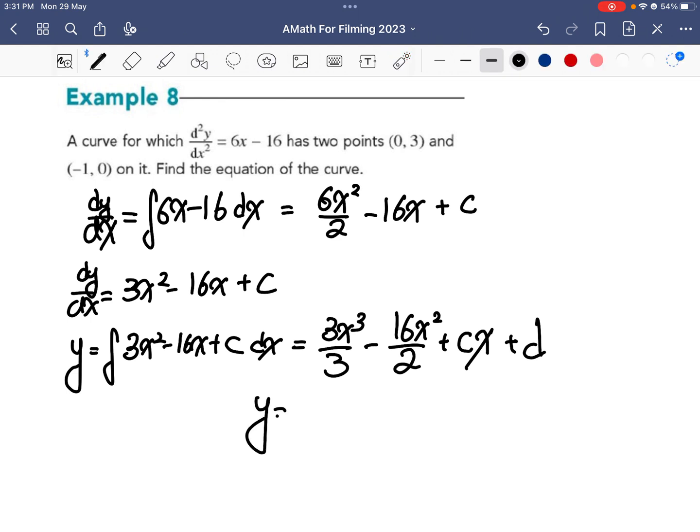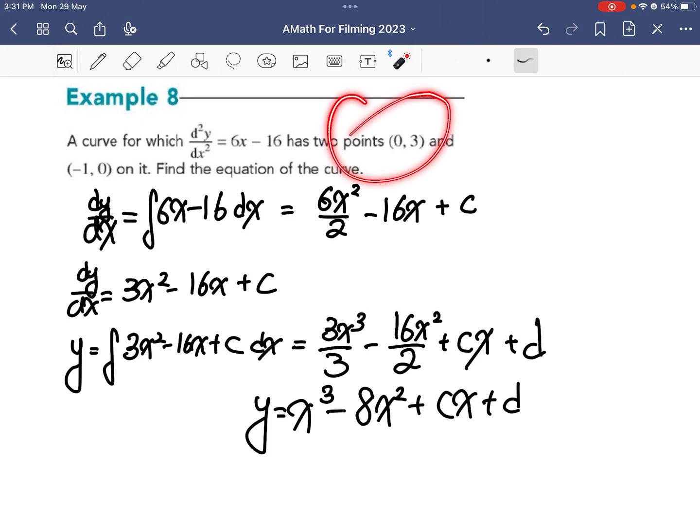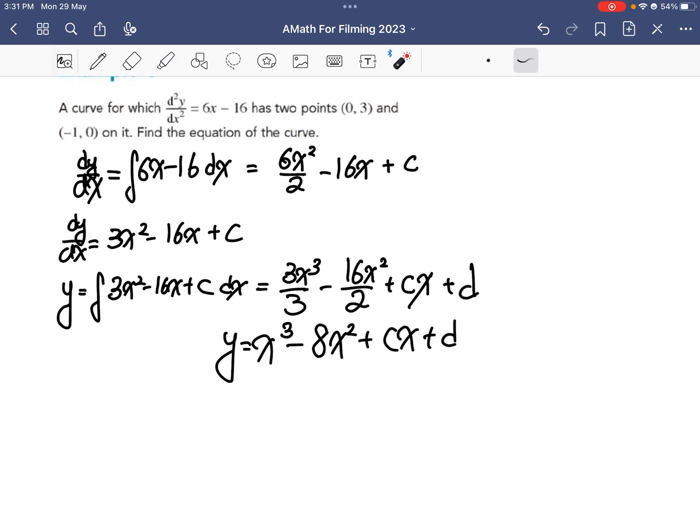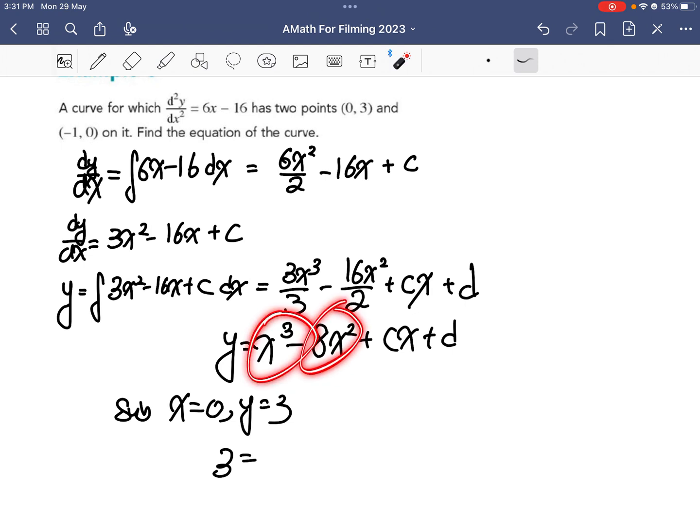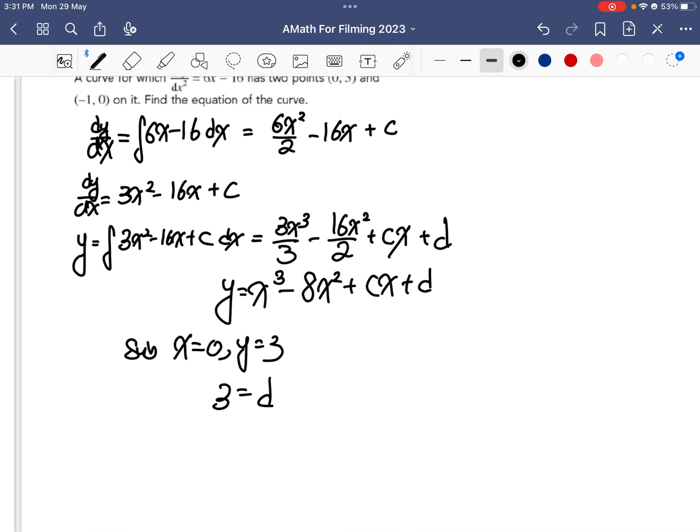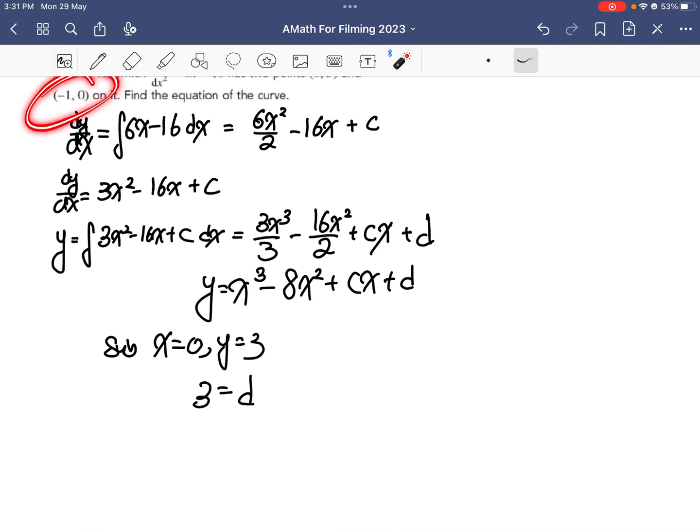So now we simplify. y equals x cubed minus 8x squared plus cx plus d. Oh no, now we've got c and d. What do we do? Notice that we've got the points (0, 3) and (-1, 0). So first I will substitute x equals 0, y equals 3 from this point here. What we get is 3 equals, this is simple, 0, 0, 0, so my d value equals 3.